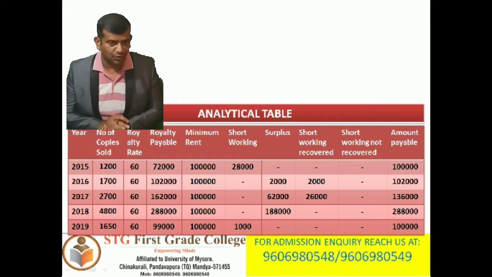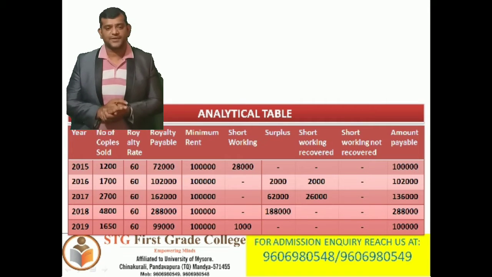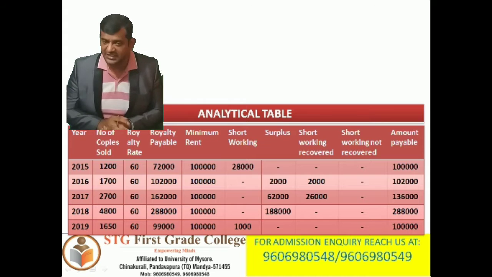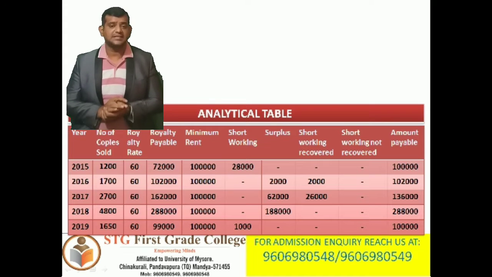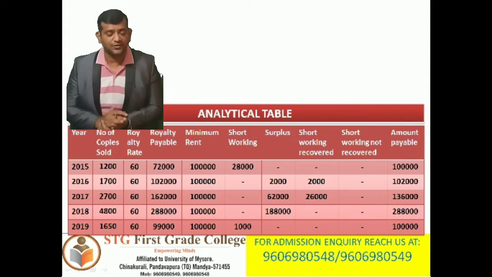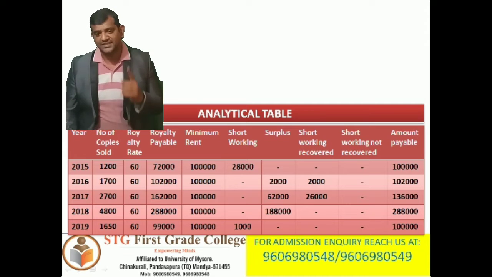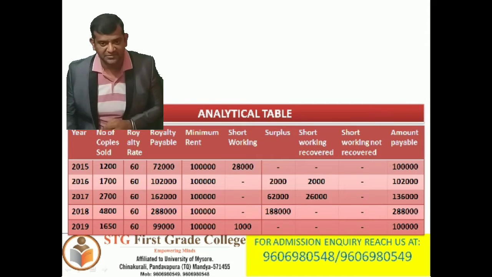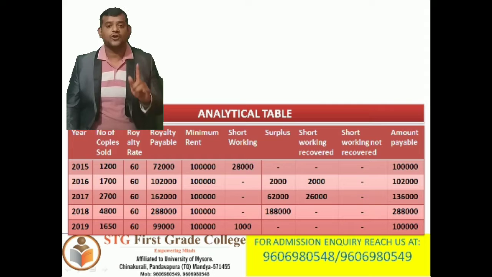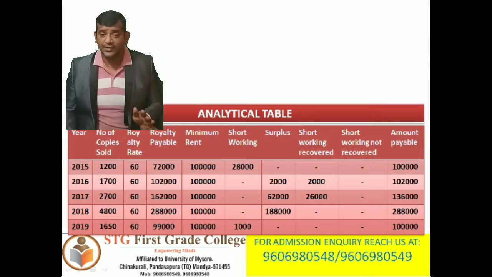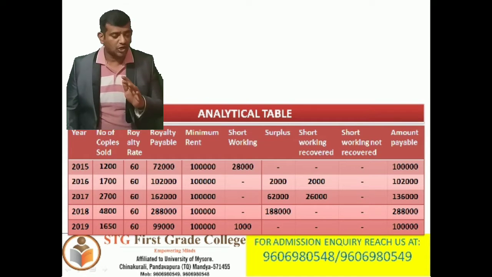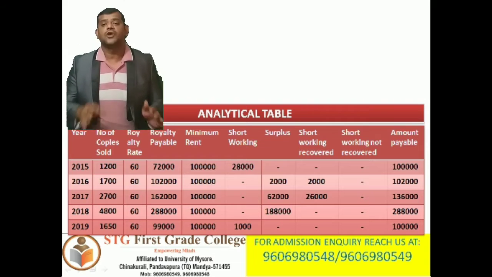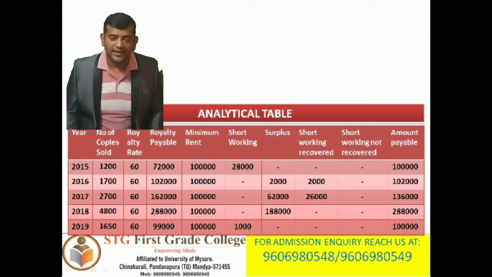In the year 2019, 1,650 books were sold at the rate of 60 rupees. So 1,650 into 60 is 99,000 rupees. So there is a short working of 1,000 because the minimum rent is 1 lakh rupees. There is no surplus. Short working 1,000, short working recovered nil, short working not recovered nil. So amount payable also 1 lakh. So we are done with the analytical table.